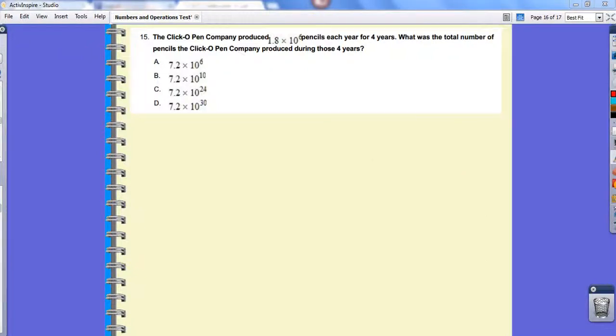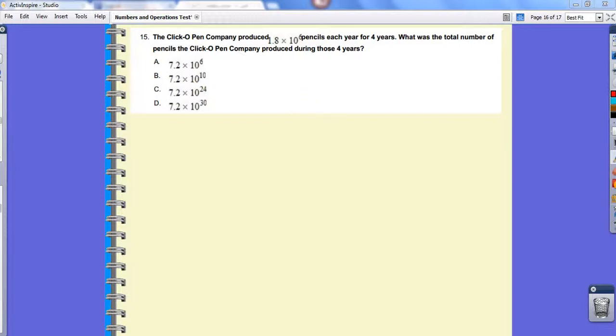All right, this is number 15 of the number and operations test. You got the Clicko Pen Company who produced 1.8 times 10 to the 6th pencils each year for 4 years. What was the total number of pencils that Clicko Pen Company produced during those 4 years?